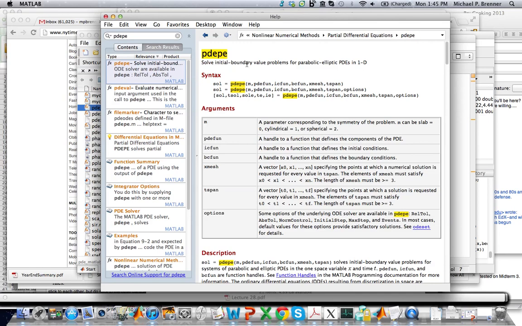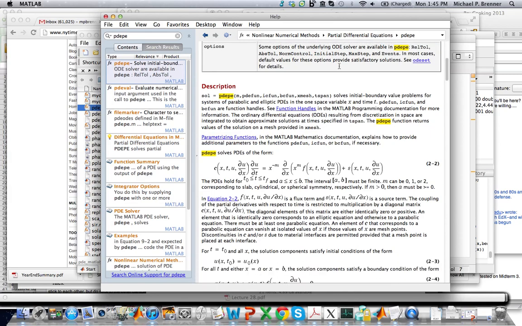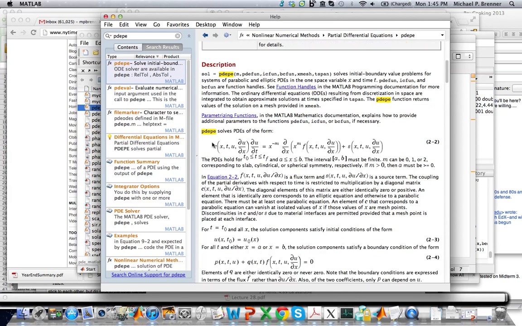It says here, solve initial boundary value problems for parabolic-elliptic PDEs in one dimension. One dimension means one spatial dimension. If you scroll down, it says that pdepe solves PDEs of the following form, and here's the form. It's this thing right here.